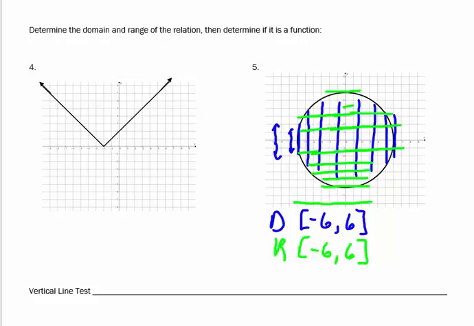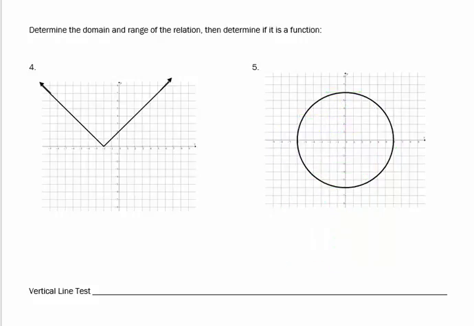Clearing the graph one more time, let's talk about, is this graph a function? How do we determine that?